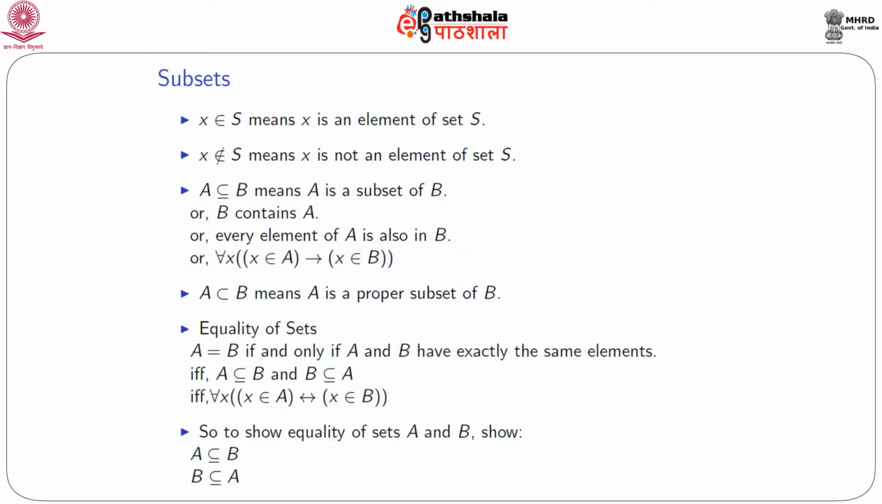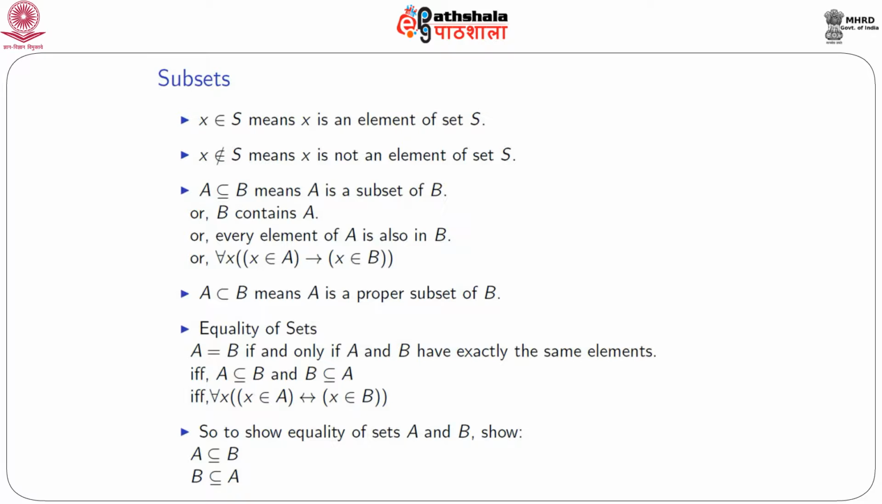We can interpret it in this way: B contains A. B is a bigger set. Or we can say every element of A is also in B. Or we can say that for all x, if x belongs to A implies x belongs to B, then we can say that A is a subset of B. Now, if I remove the equality, it is called a proper subset. This symbol means A is a proper subset of B.